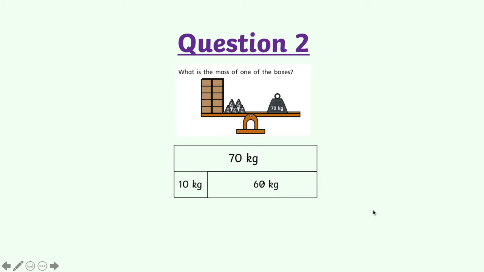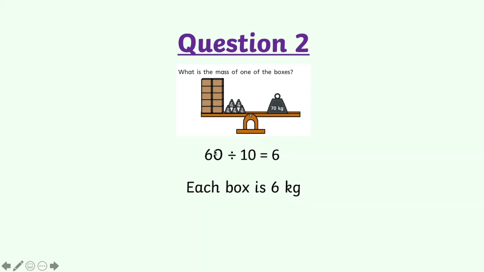But I was asked to find the mass of one of the boxes. So I need to divide 60 up by 10. And 60 divided by 10 is 6. So each box is 6 kilograms. Well done if you got to 6 kilograms. I'll say at this point, if there are any bits that you don't get quite right, that's absolutely fine. Well done for having a go. See if you can go back and work out where you went wrong and then get to the correct answer.